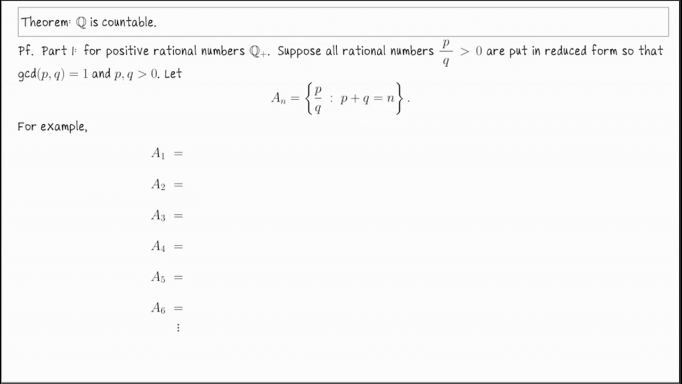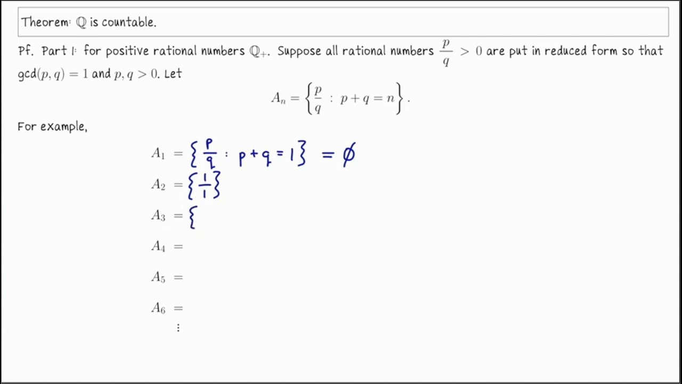Okay, it's going to be helpful to write down what the first few of these sets looks like. A sub 1 would be the set of all P over Q such that P plus Q equals 1. Since we're just looking at positive rational numbers here, we can't find any such elements, right? 1 over 1 would give you 1 plus 1 equals 2. So you could do 0 over 1, but that would be the 0 element. So this is actually the empty set. A sub 2 is going to be 1 over 1 and no other rational number.